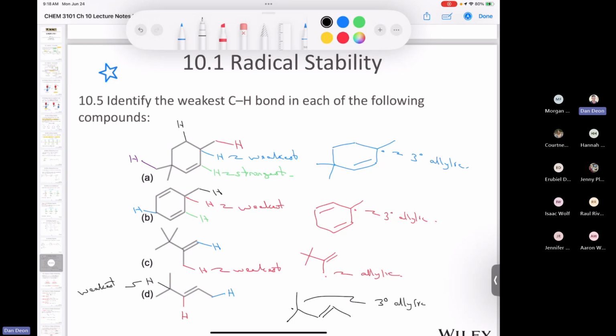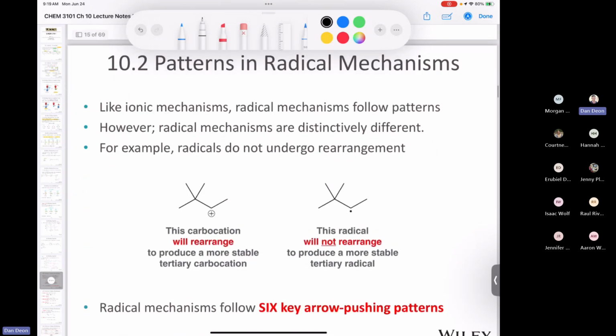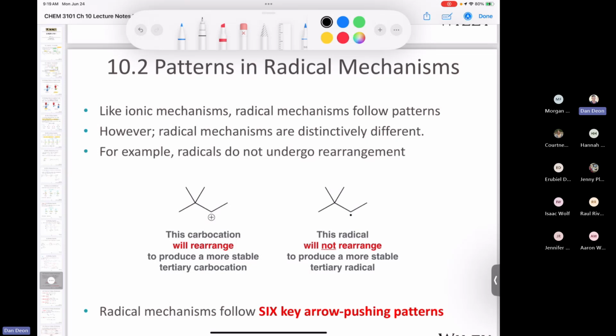And you know what an organic chemist has to be able to do? That person has to be able to look at a molecule and say, well, I think this molecule is going to react in such and such a way. Anyhow, all right. Well, let's move on to section 10.2, which deals with patterns in radical mechanisms.